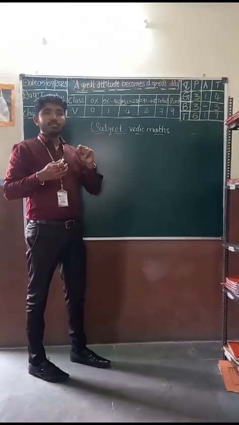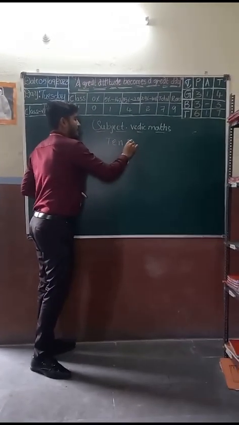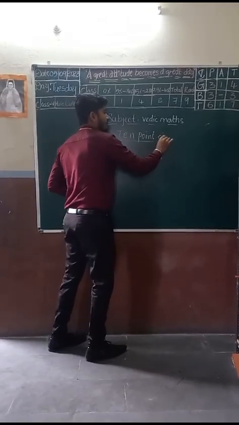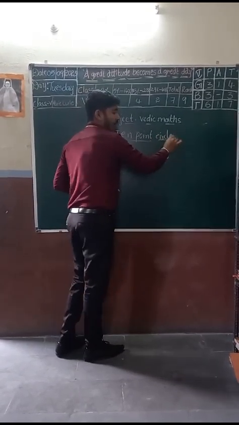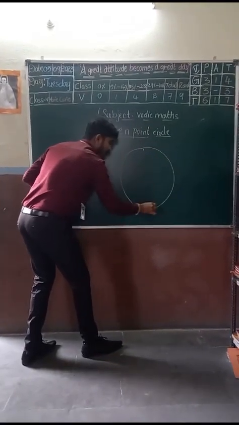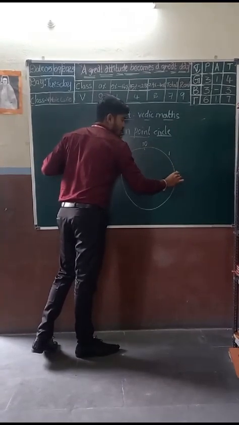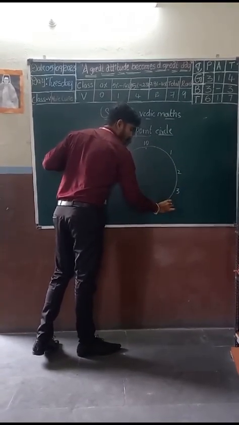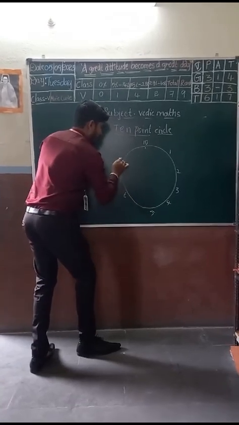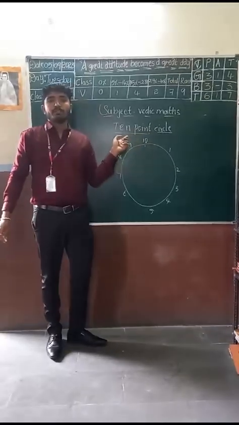So now first we learn the 10-point circle. 10-point circle means how to do the calculations we learn easily. So now we are learning 10-point circle. Draw a circle everyone and write the numbers 10, 1, 2, 3, 4 and 5, 6, 7, 8, 9. So we are now taking the pairs.